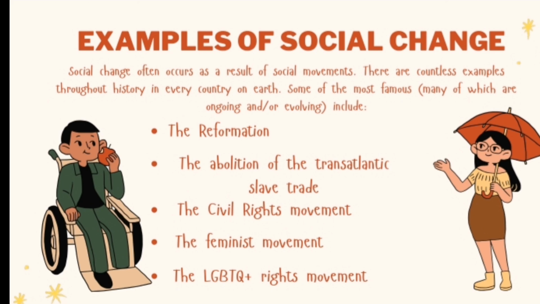Example of social change. Social change often occurs as a result of social movements. There are countless examples throughout history in every country on earth. Some of the most famous include the Reformation. The second is the abolition of the transatlantic slave trade. And the third one, the civil rights movement, the feminist movement, and the LGBTQ rights movement. Yes, these are some examples of social change.